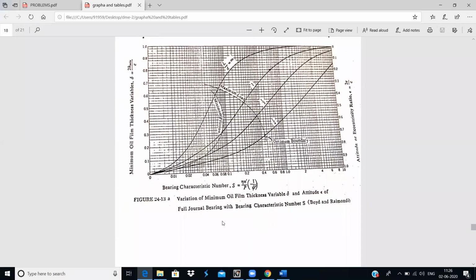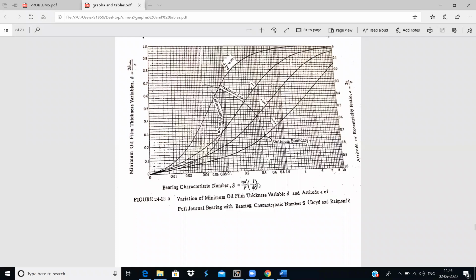See, this is figure number 24.13a. Here on the x-axis we have S, and the number of curves is L by D, and on the y-axis we are going to find delta. Now we have calculated S, we got 0.299, approximately equal to 0.3, and L by D we have 1.5, but here we don't have the 1.5 curve, that's why we are going to take the infinity curve.